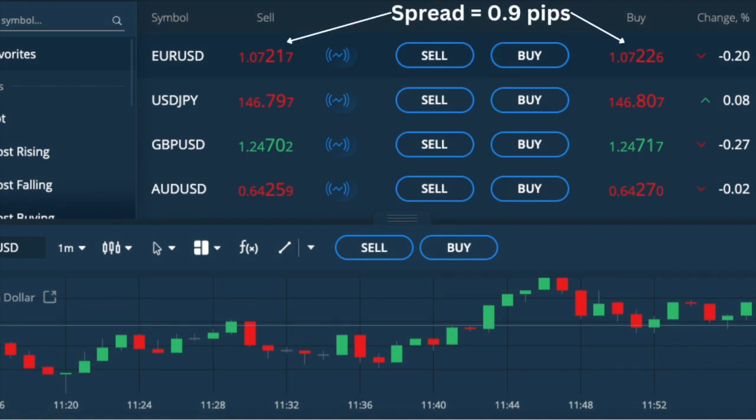For example, as you can see here, the bid or sell price is 1.07217, while the ask or buy price is 1.07226. So this basically means that if you bought the Euro USD for the quoted bid price and immediately closed your position, which is effectively selling the asset, you would pay the spread, which in this case is 0.9 pips. So you would make a loss of 0.9 pips because you would have to pay the broker to open that position. So the spread is essentially the broker's profit on each trade a trader makes.